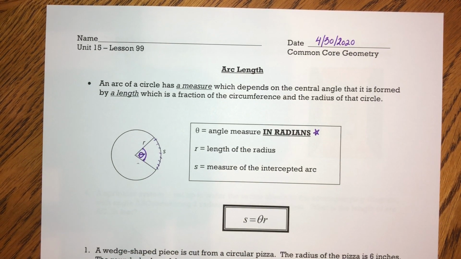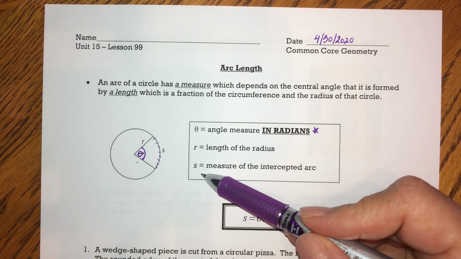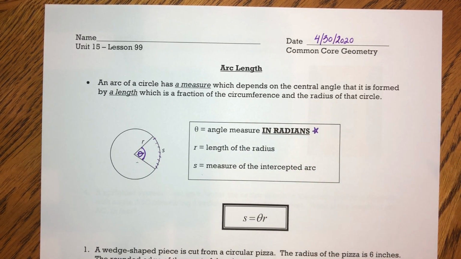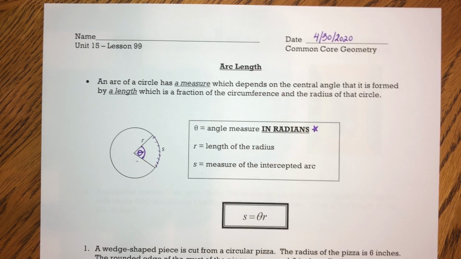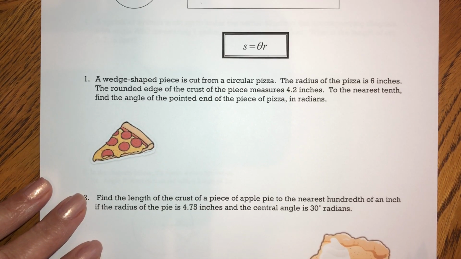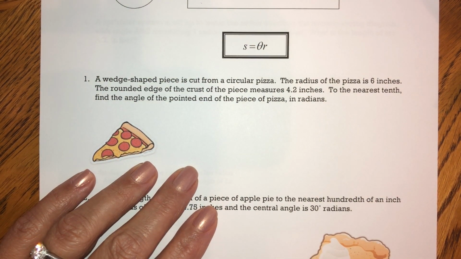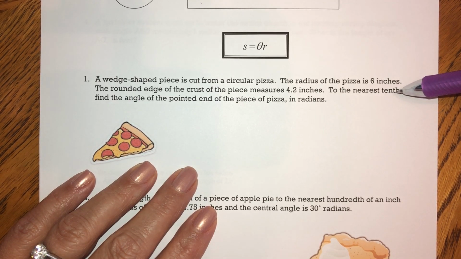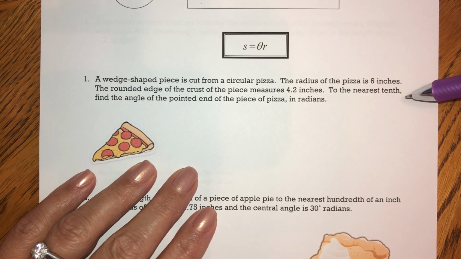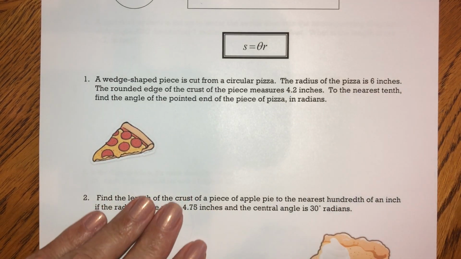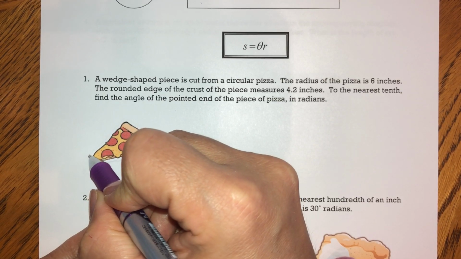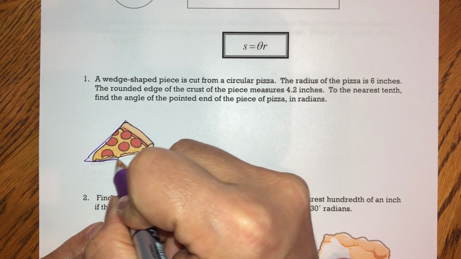So when we have a problem that involves those three things, the arc, the central angle, and the radius, then we're allowed to use this formula. To take a look at how this might get used, here's a story. A wedge-shaped piece is cut from a circular pizza. The radius of the pizza is 6 inches. The rounded edge of the crust of the piece measures 4.2 inches. To the nearest tenth, they would like you to find the angle of the pointed end of the piece of pizza in radians. If you think of this as being part of your circle, this is your central angle, so what do you have going on here?